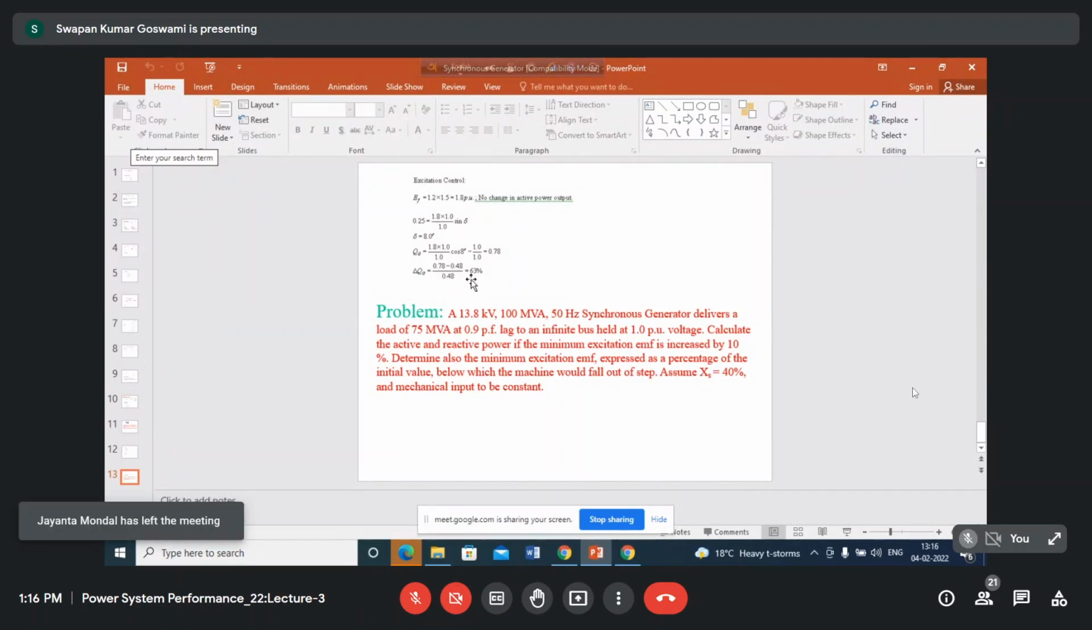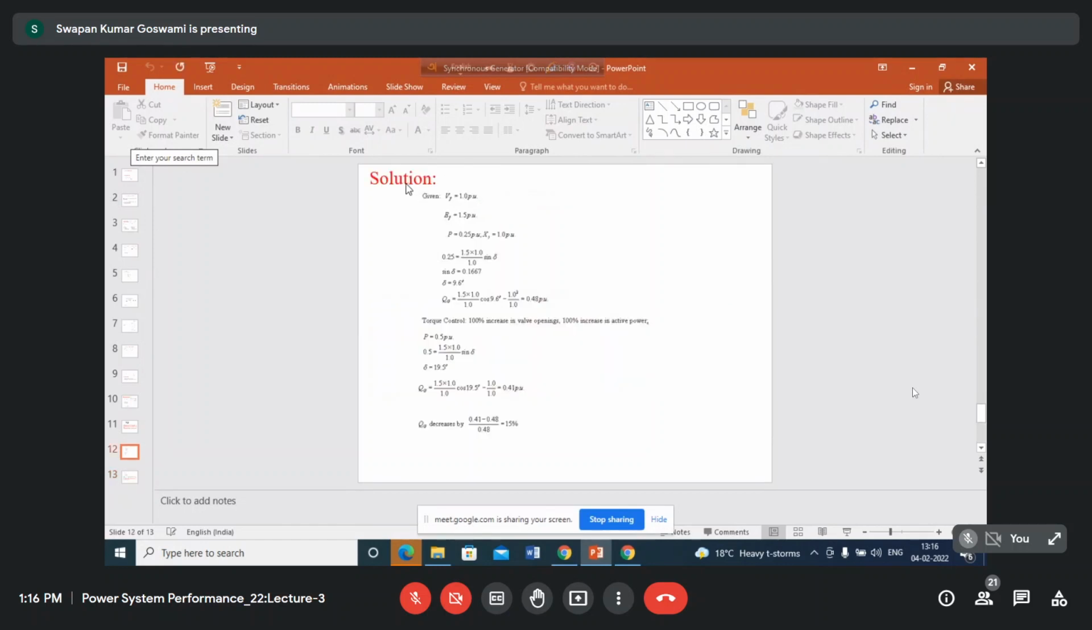Coupling is rather strong. 20% increase in voltage, excitation voltage, resulted in 63% increase in the reactive power. So again, like the power system, like the network, in case of machine also you can see that reactive power and voltage, they are very strongly coupled. So from this example, that is re-established.